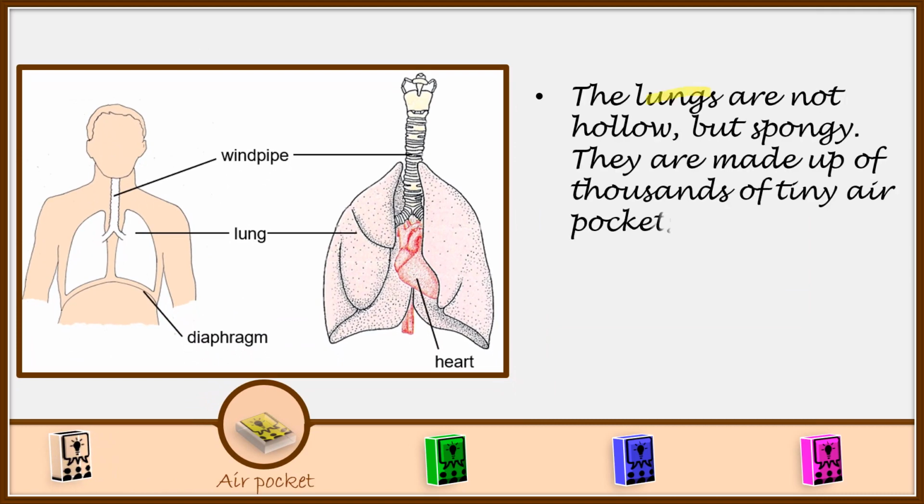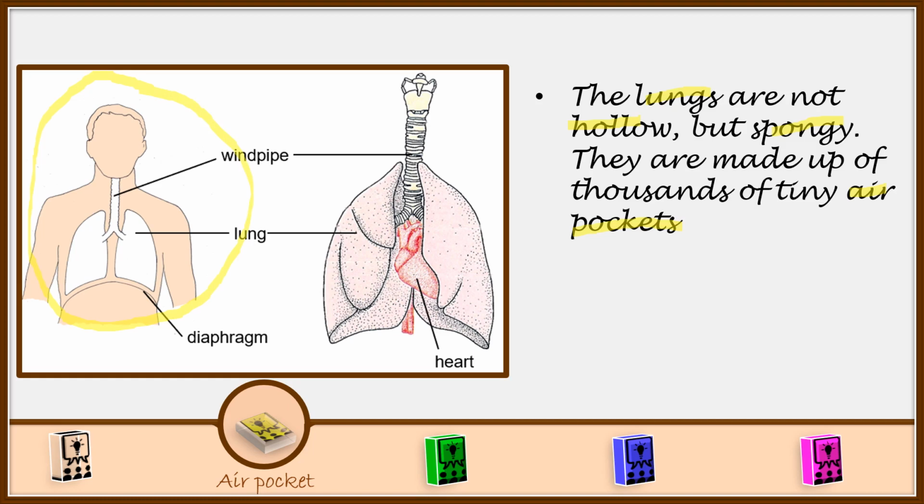The lungs are not hollow, but spongy. They are made up of thousands of tiny air pockets. So here now we have gone to human beings and animals. For us, diffusion is going to take place in the lungs.